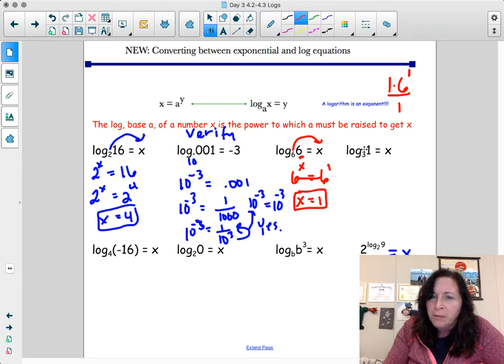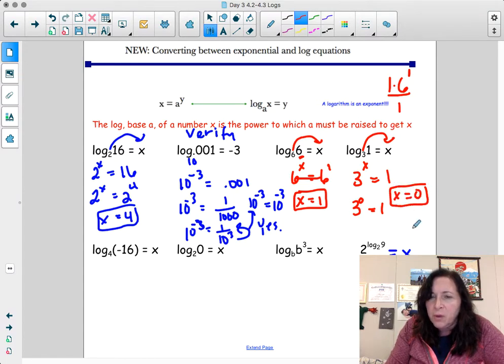For this problem, we have base to across the equal sign. So we have 3 to the x power is equal to 1. Now, in this problem, what would x be? 3 to the what power would equal 1? Well, in this case, 3 to the 0 power would actually equal 1. Anything to the 0 power equals 1. So in this case, x does equal 0.